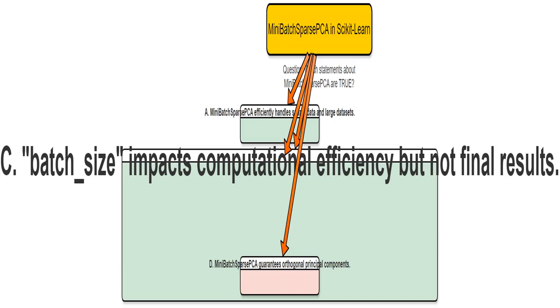This is PARTIALLY TRUE. The batch_size parameter significantly impacts how quickly your algorithm runs. Smaller batches mean faster iterations. However, it can slightly affect the final results due to the stochastic nature of the algorithm. The final answer might vary slightly depending on which mini-batch is processed when. It's like taking many small steps versus fewer larger ones to reach the same destination. The destination will likely be similar, but the journey and time taken will differ.